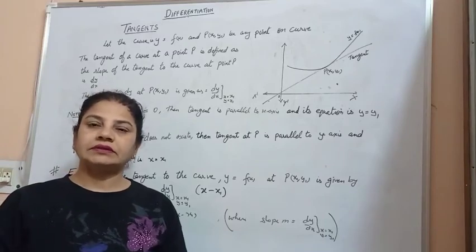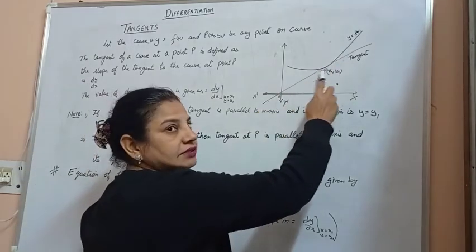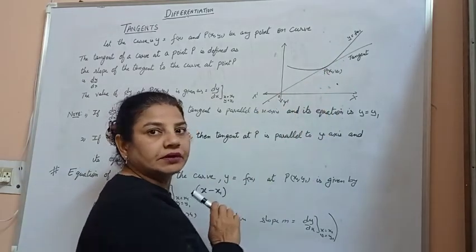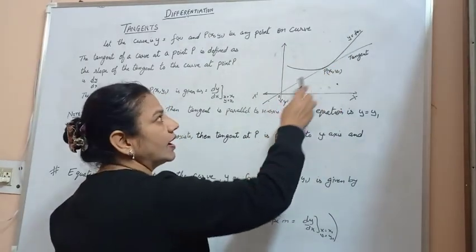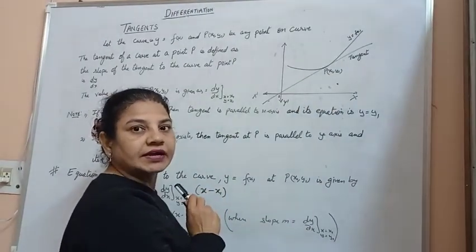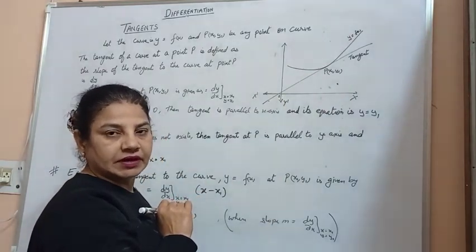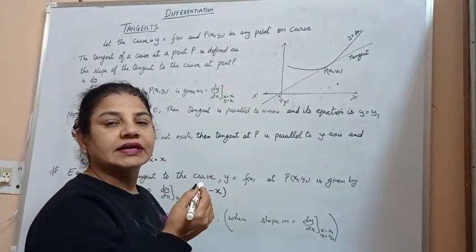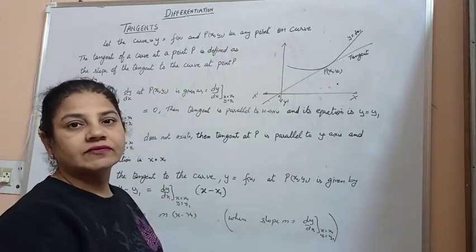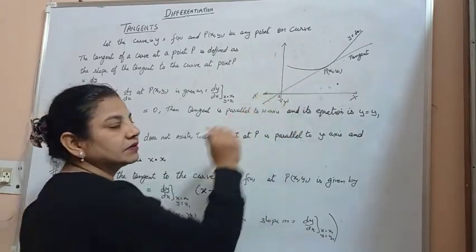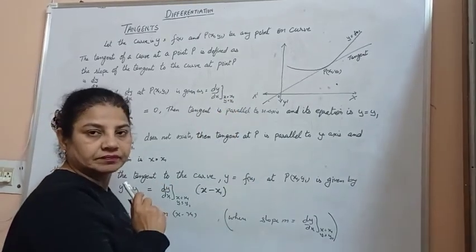Differentiation, chapter 11, tangents. If the curve y is equal to f(x) is given to us and P(x1, y1) is any point on the curve, then the tangent of a curve at point P is defined as the slope of tangent to the curve at point P(x1, y1), and it is denoted as dy by dx. The value of dy by dx, or the value of slope, at point P(x1, y1) is given as dy by dx at x equal to x1, y equal to y1.